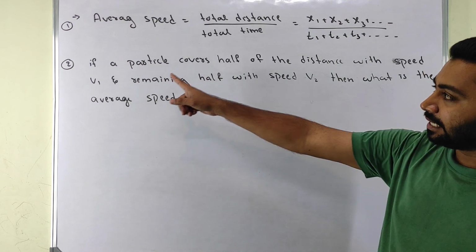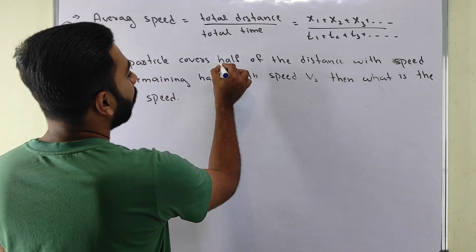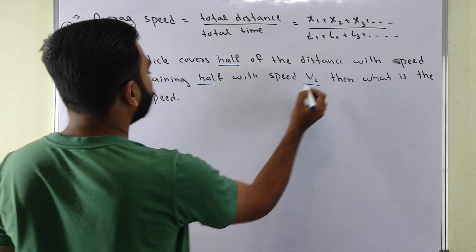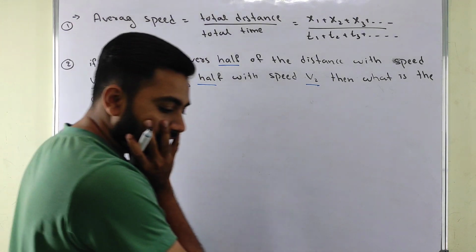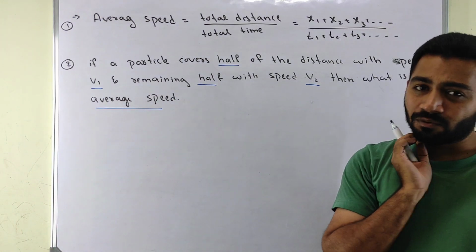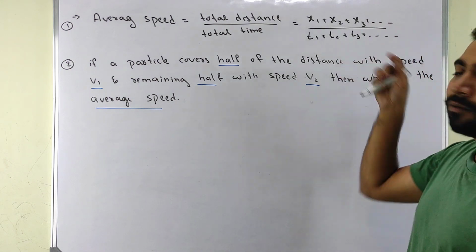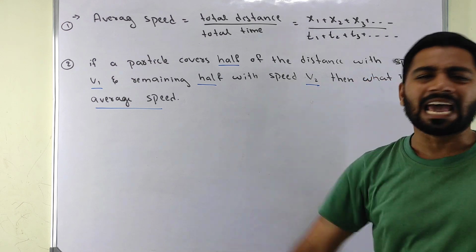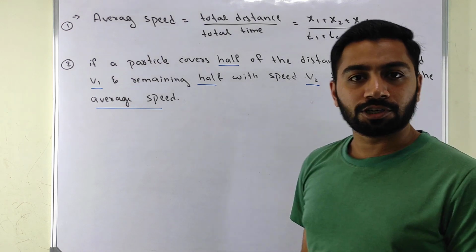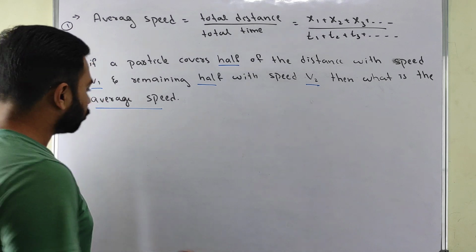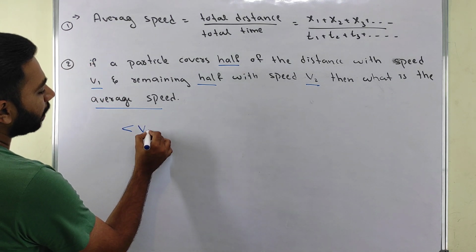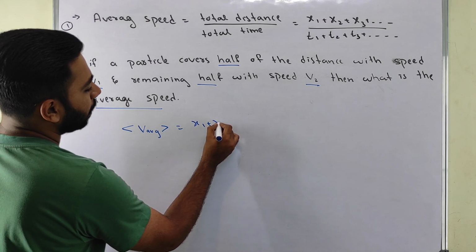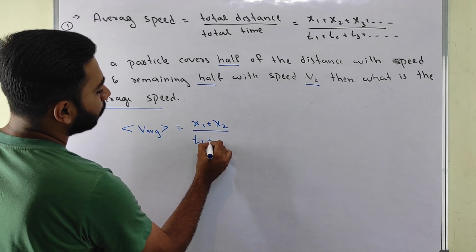So, if a particle covers half of the distance with the speed v1 and the remaining half with the speed v2, then what is our average speed? Generally, if you want to find average speed, you must have both distance and time. But in this illustration, they do not talk about time anywhere. Then how to do this? Very simple. In any question, first thing, V average is equal to distance x1 plus x2 divided by t1 plus t2.